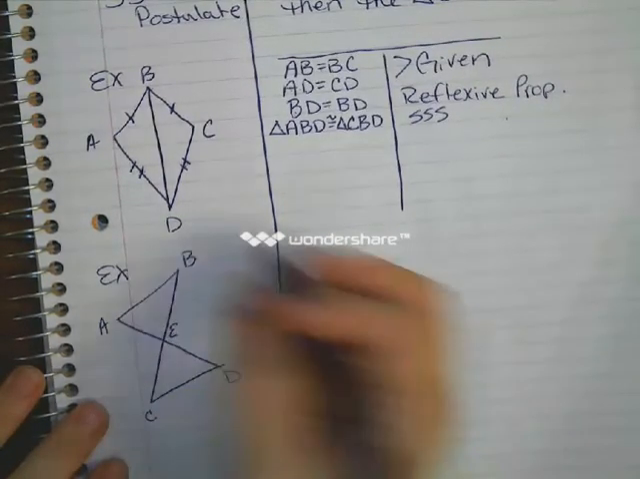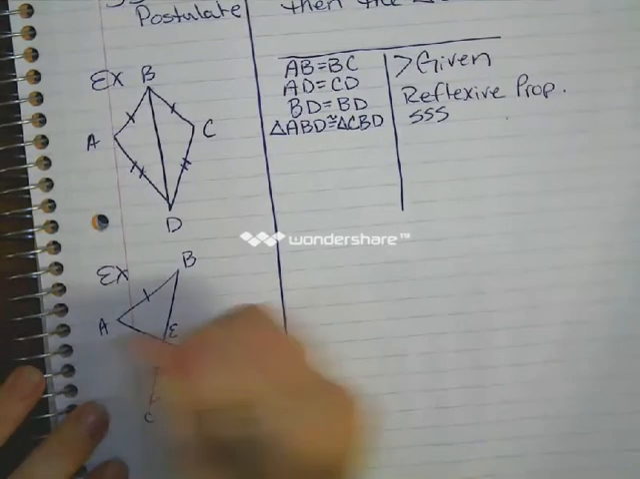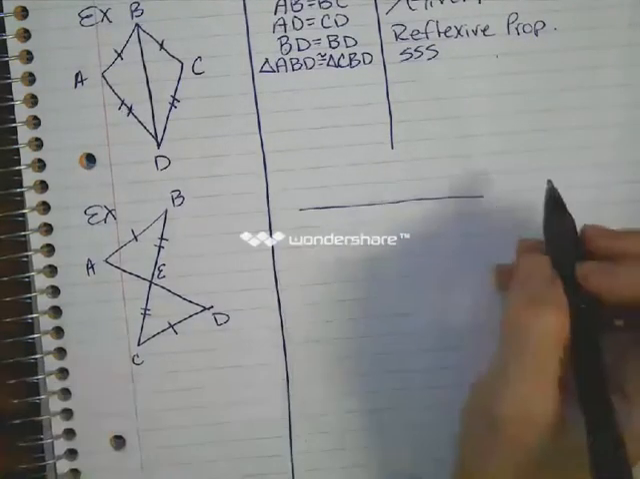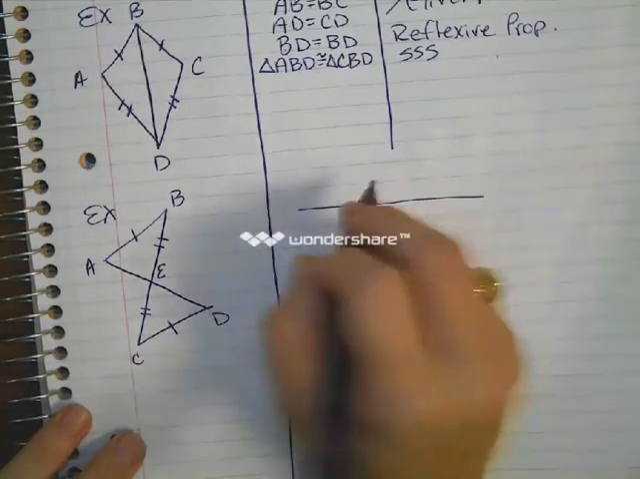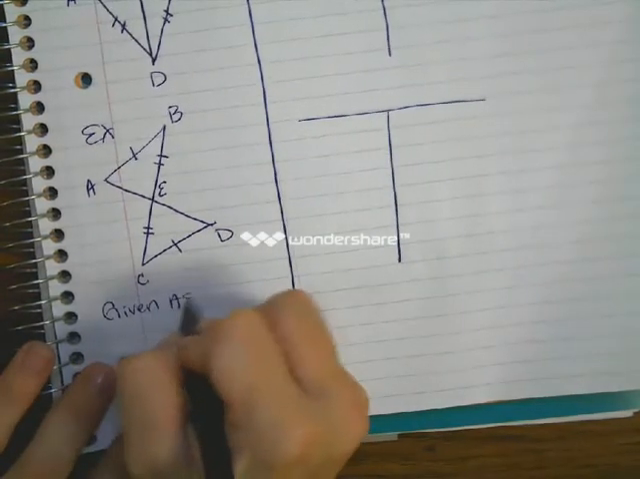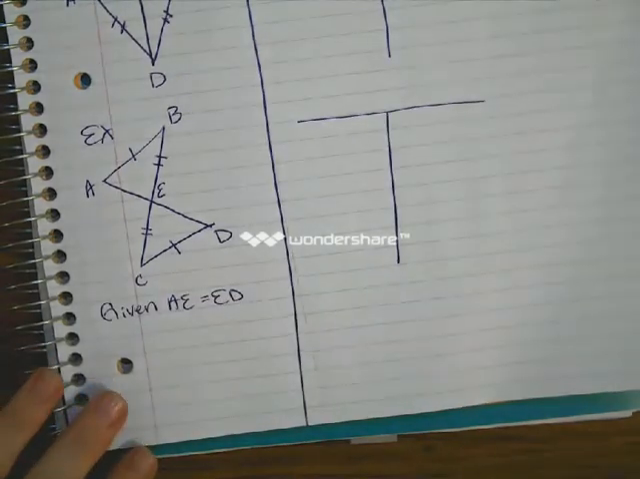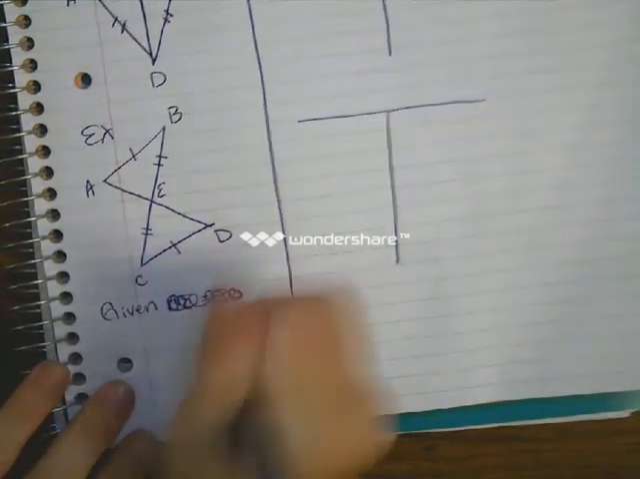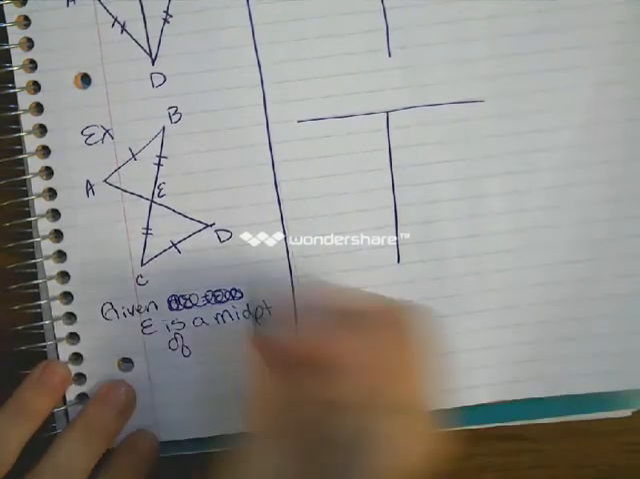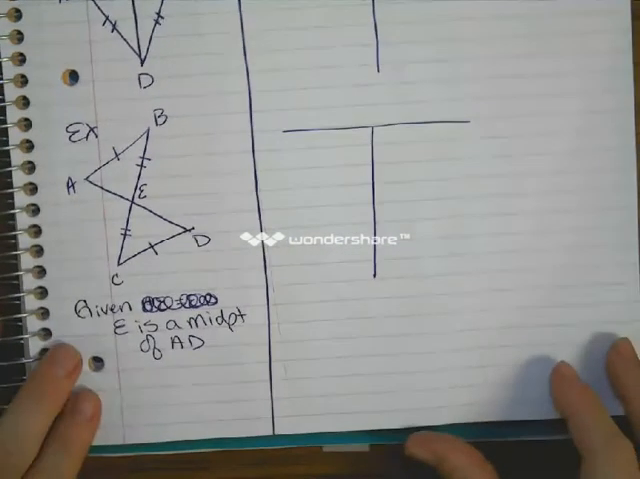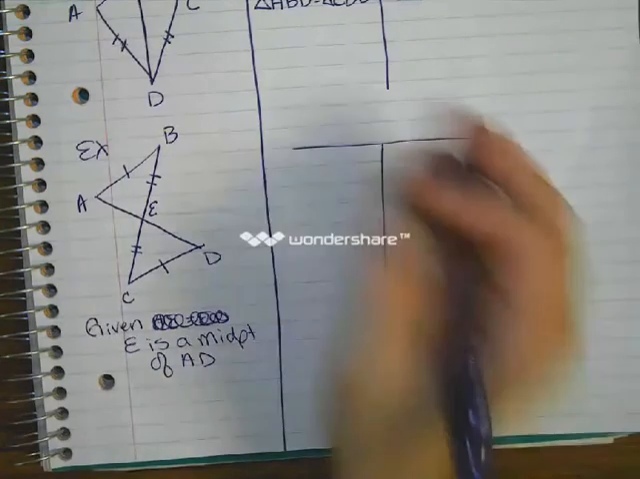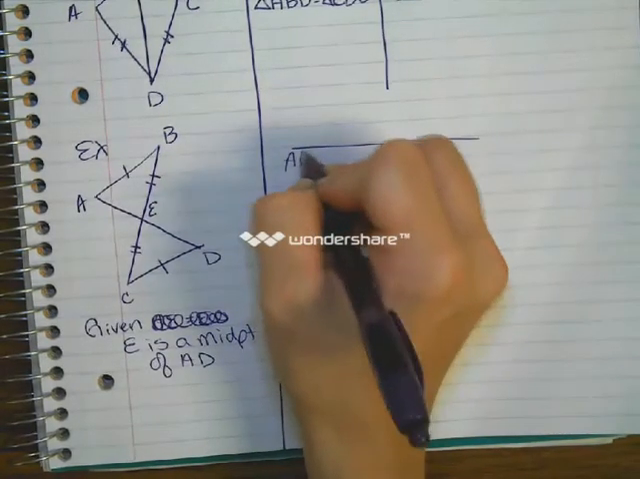Okay, so here's your picture, and again, we want to prove the triangles are congruent. In this case, you don't just have a picture, you have a picture and a given statement. But we still have to write down all the given statements first. So AB is equal to CD, BE is equal to EC.